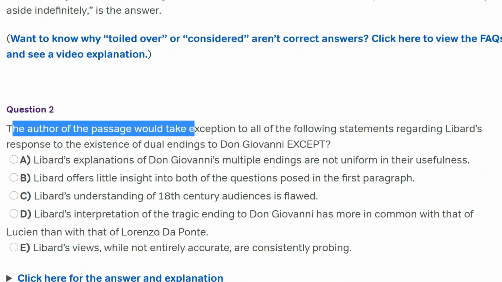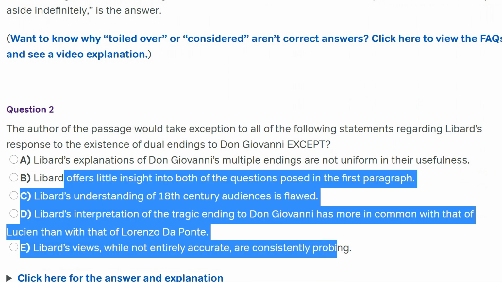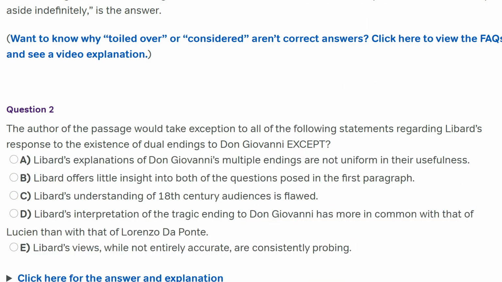Now, the author is going to agree with one of these statements. Remember, it's saying the author would disagree with all of these except, a double negative. It means one of these the author will agree with and the other ones he will disagree with. So let's see which one he will agree with. Always notice that word except. I see many students get stuff wrong just because they didn't notice that word.